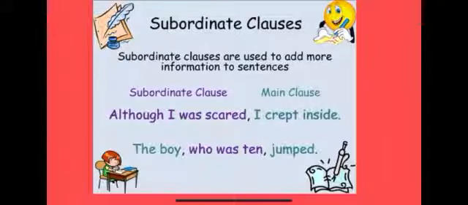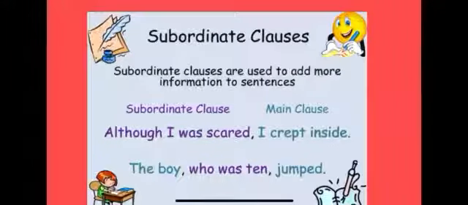Although I was scared, I crept inside. So it's adding more information. The boy who is 10 jumped. We can also say the boy jumped, but "the boy who was 10" is adding more information about the boy. The boy who was 10 jumped. So here "who was 10" is a subordinate clause, and "although I was scared" is also a subordinate clause.